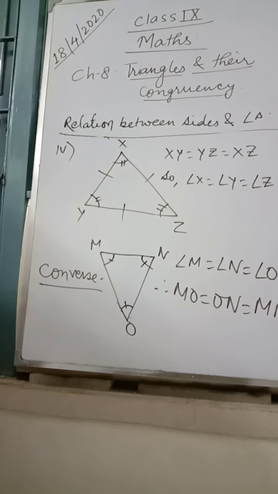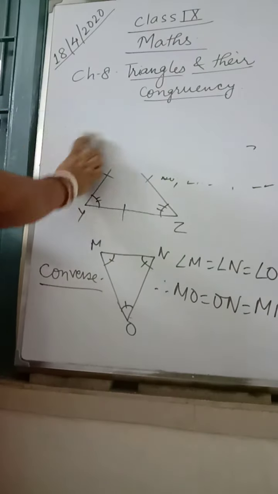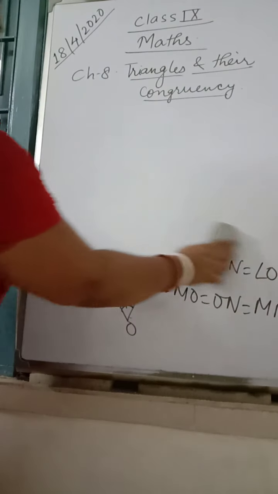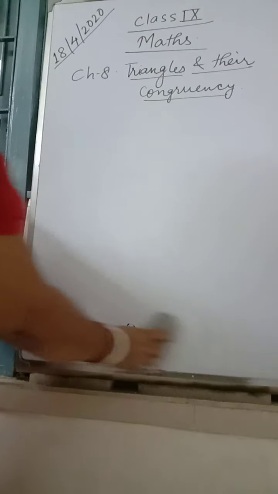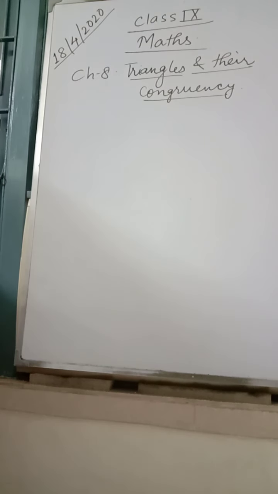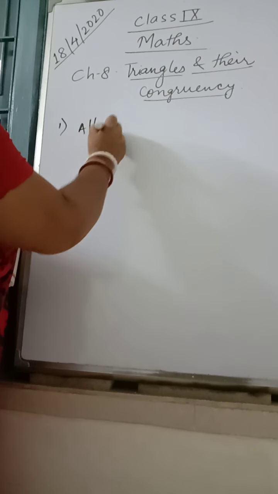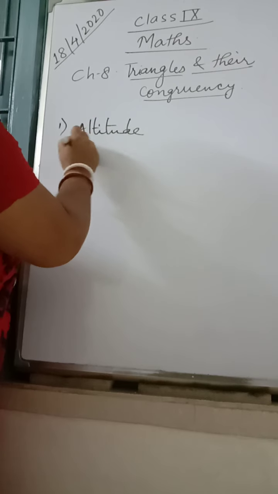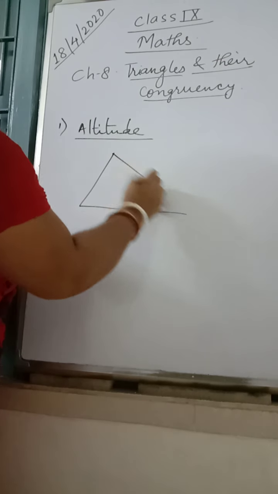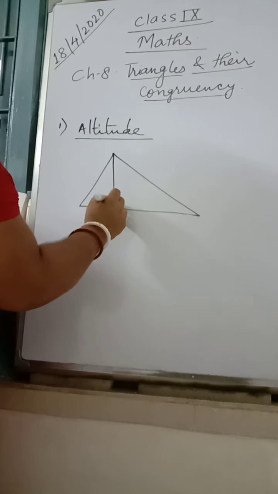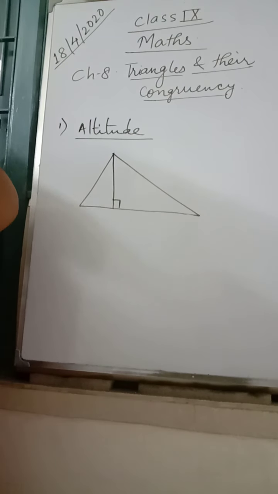Now we have certain basic terms: altitude, median, incenter and incircle, and circumcenter and circumcircle. Altitude, all of us know, is a line constructed from the vertex to the opposite side making a 90 degree angle on the side. What is altitude? A line constructed from the vertex to the opposite side that makes a 90 degree angle.